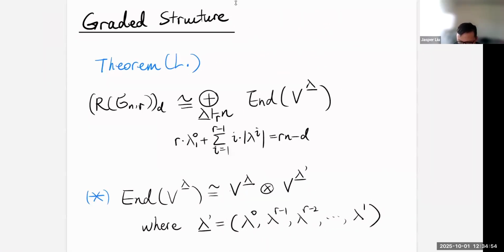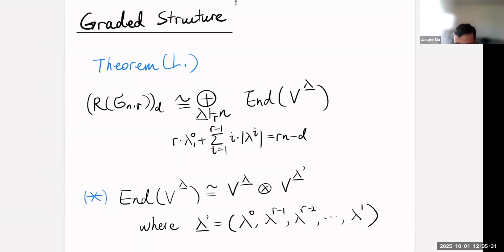And these endomorphisms can also be rewritten a bit. So it can be written as the irreducible representation labeled by these r-tuples of partitions lambda, tensor the dual representation of this irreducible representation, which is labeled by lambda prime. Basically, it's fixing the first partition lambda 0 and reversing the order of all other partitions. And that is the story for the color permutations.